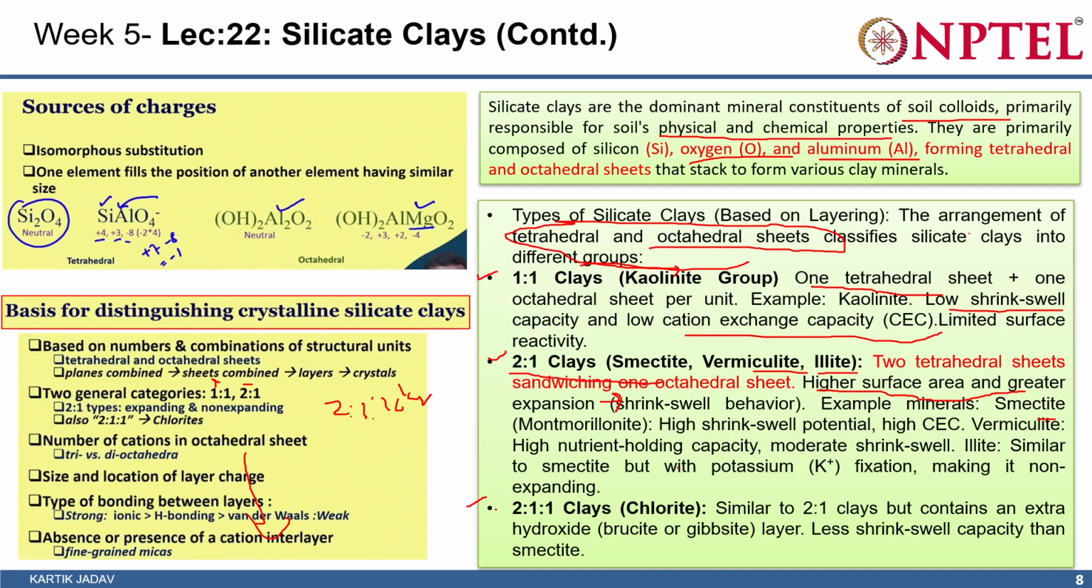And the third one is the 2:1:1 type of clay. The most common example of this type is chlorite. It is similar to 2:1 clays, but it contains an extra hydroxide layer in between. Due to that, it has less shrink-swell capacity than smectite, the 2:1 type of clay.